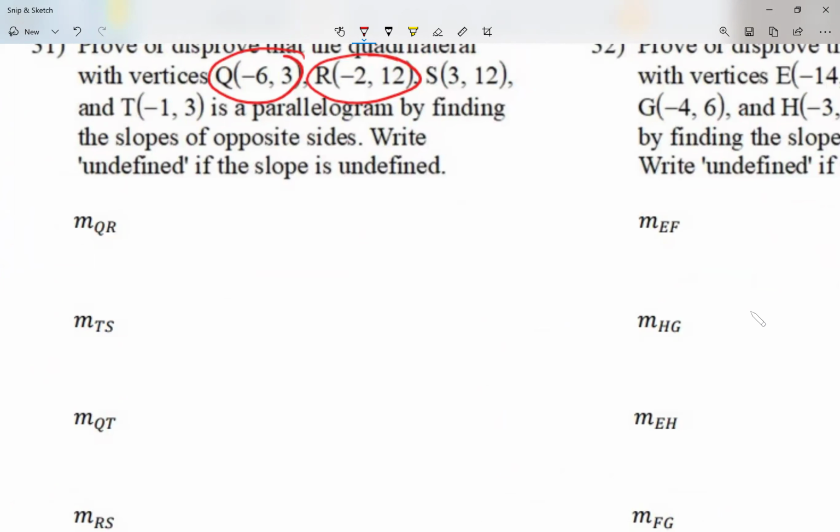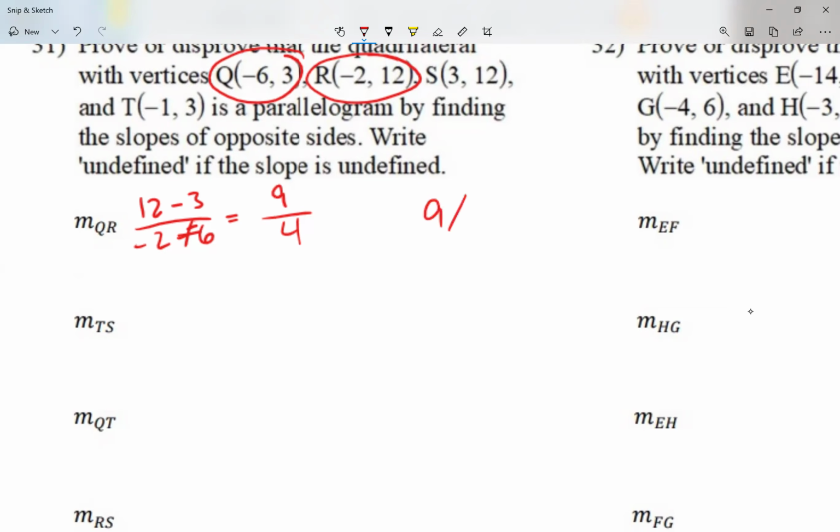I'm not going to see it here, but you know it. So the second y minus the first y. I'm going to say my point R is the second point. So let me subtract the y's. 12 minus 3. At the bottom, I have -2 minus a -6. I know 12 minus 3 is 9. Here, two negative signs become a plus sign. -2 plus 6 is 4. I cannot simplify my fraction, so it's 9 over 4. Just as a reminder, how are we going to type this? 9 over 4. Okay.